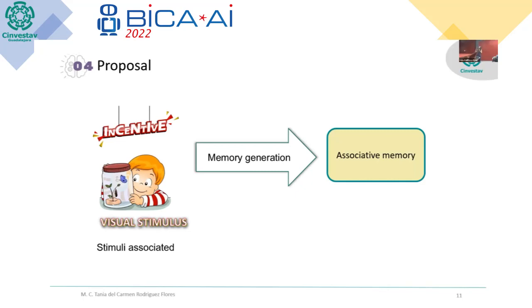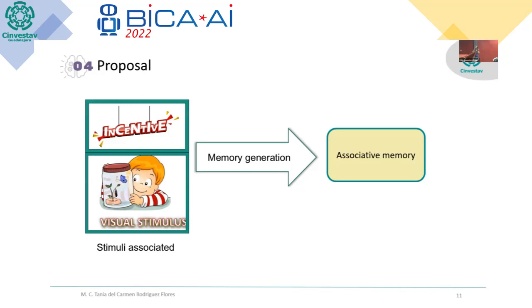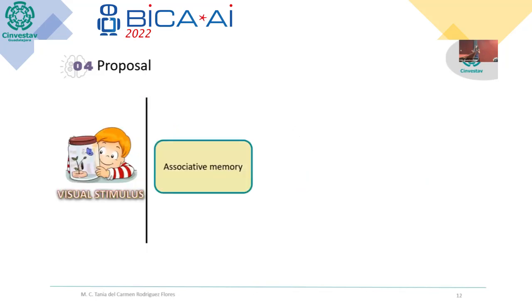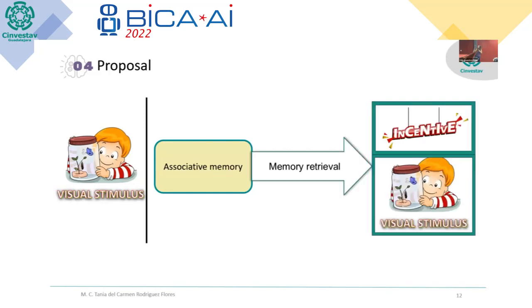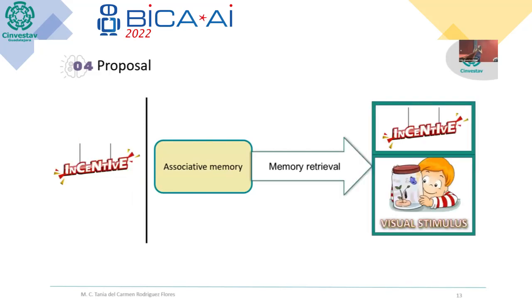Our proposal consists of two stimuli: an incentive value and visual stimuli. These stimuli are used to generate memory. Later we use a visual stimulus to retrieve this information previously stored, or an incentive value.